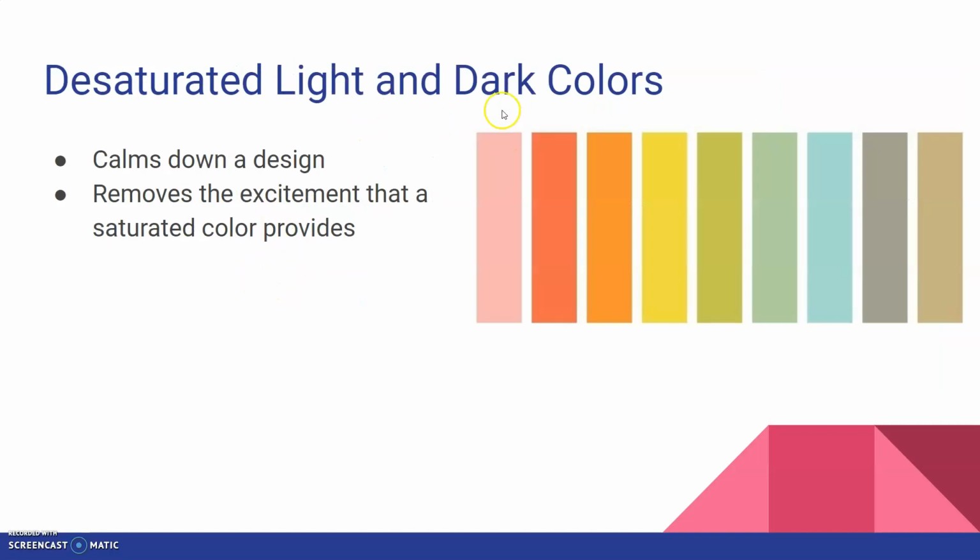These desaturated light and dark colors, they calm down a design, whereas saturated colors would bring excitement and strong emotion. These dark, desaturated colors kind of have a more calm tone, a more neutral tone. It removes the excitement that the saturated colors would normally provide.